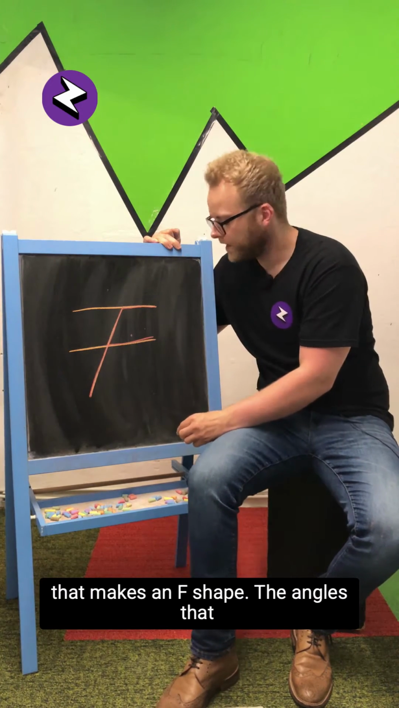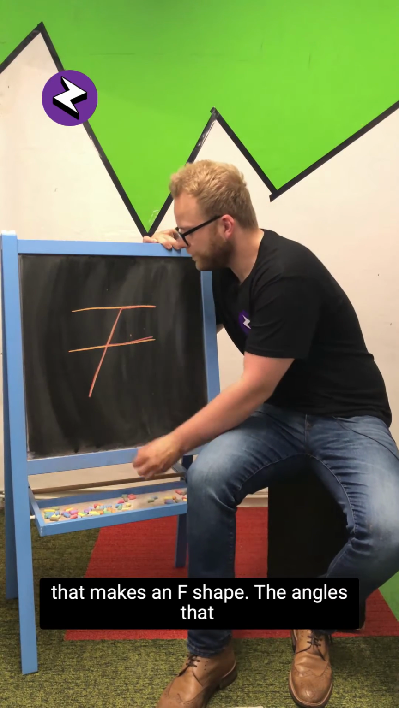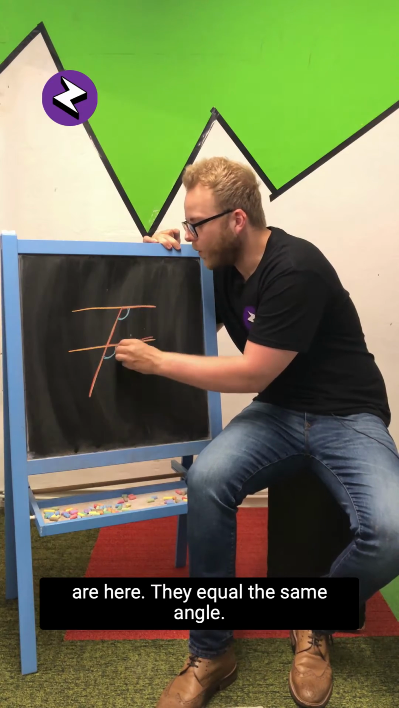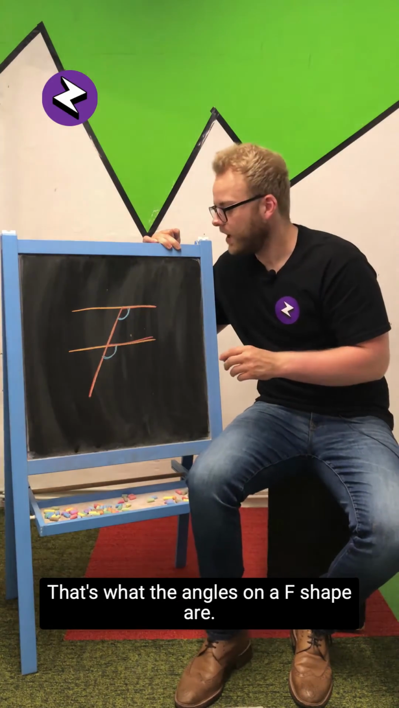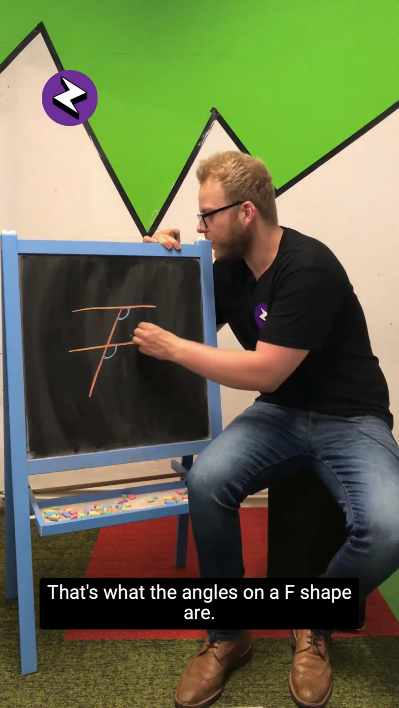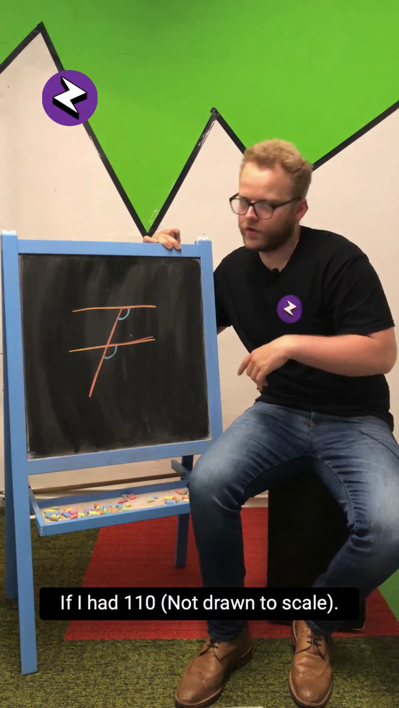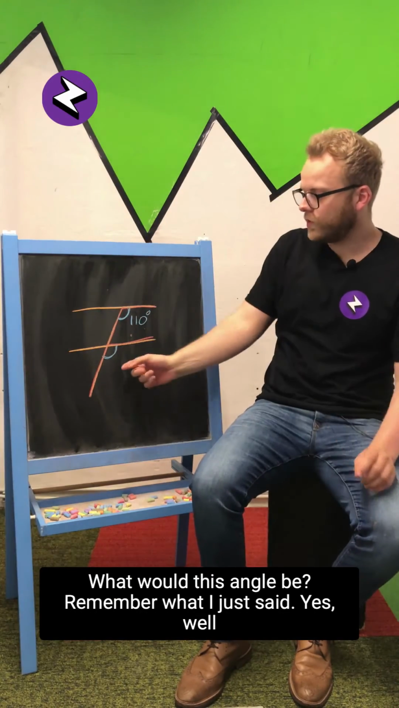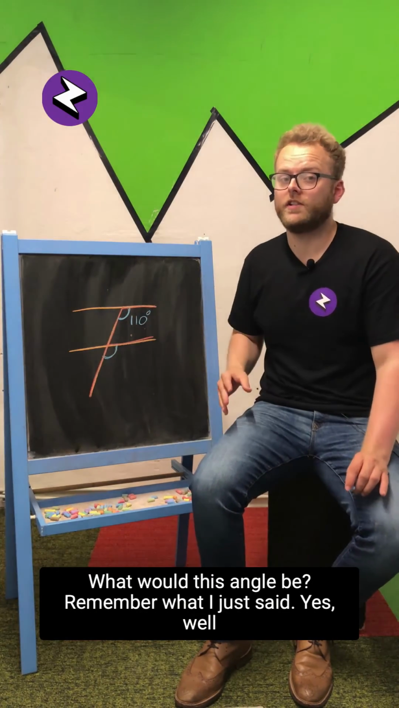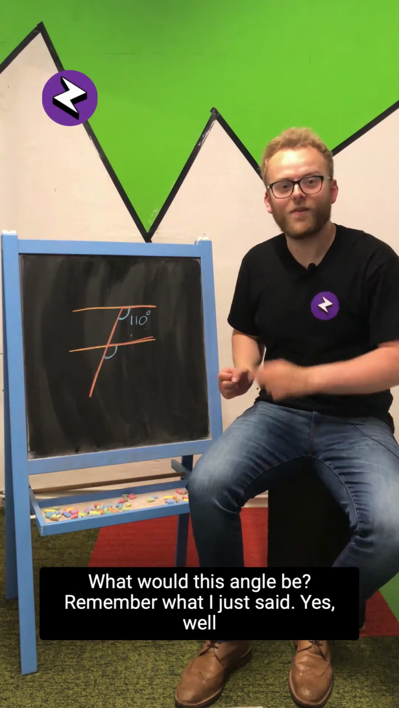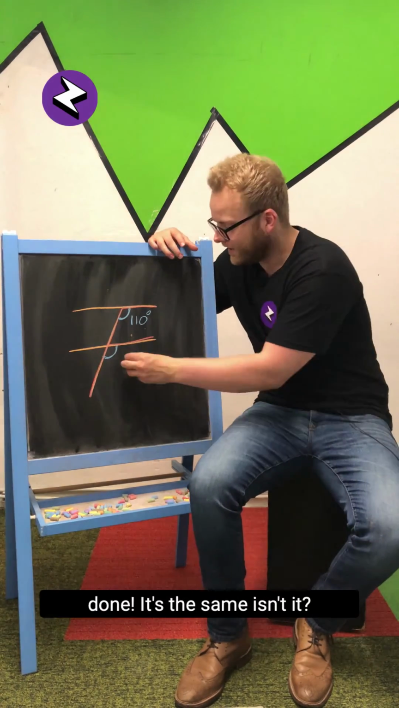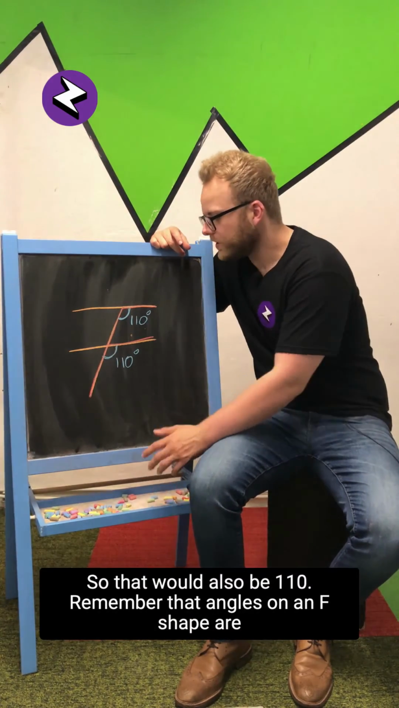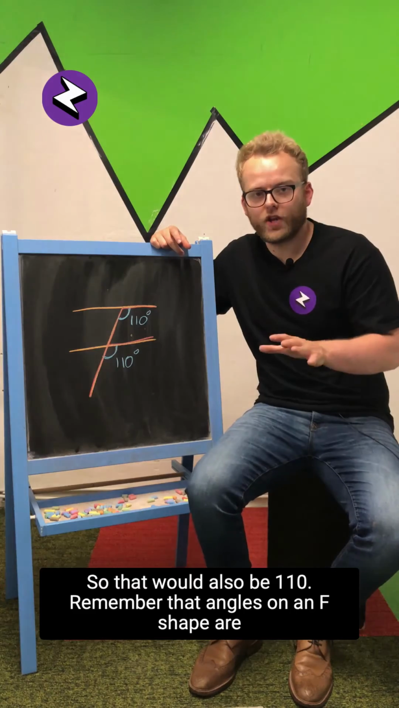Like an F shape. Now, the angles that are like that, they are always the same, okay? And that's what the angles in the F shape are. So if I had this one, let's just do it not to scale, if I had 110, what would this angle be? Remember what I just said? Yes, well done. It's the same, isn't it? So that would also be 110, okay? So remember that angles on an F shape are always the same.